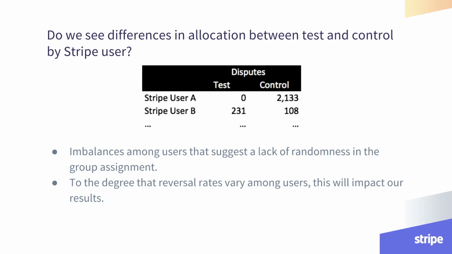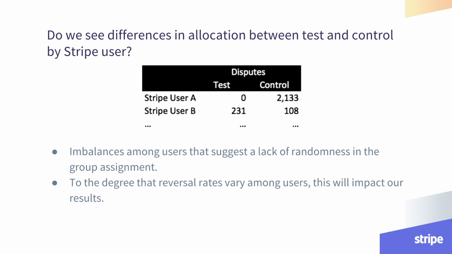Okay, so with these imbalances, we then wanted to investigate the potential source of these imbalances. So we started to look at the allocation of disputes between test and control within individual users. And we saw some pretty interesting results. First, remark that we actually have multiple observations per user. Secondly, we had 1 user who had all of their disputes assigned to the control group. We had another user who had 2/3 of their disputes assigned to the test group. Now, if we had been doing this randomization at the individual dispute level, these results would have been extremely unlikely.